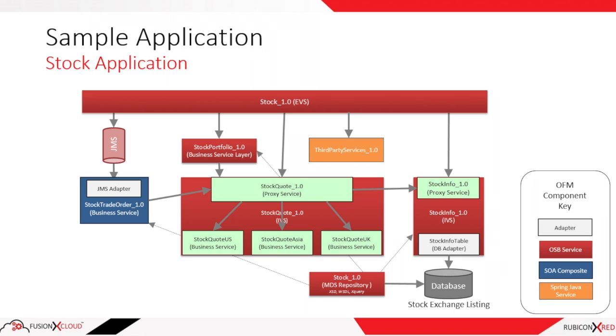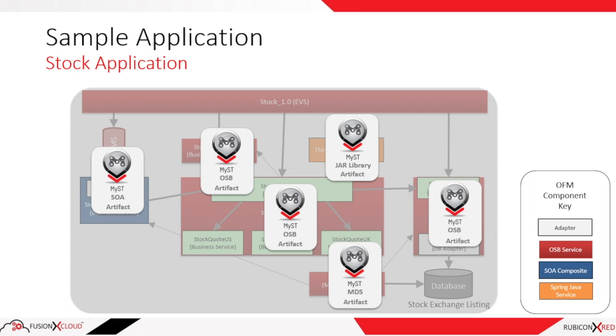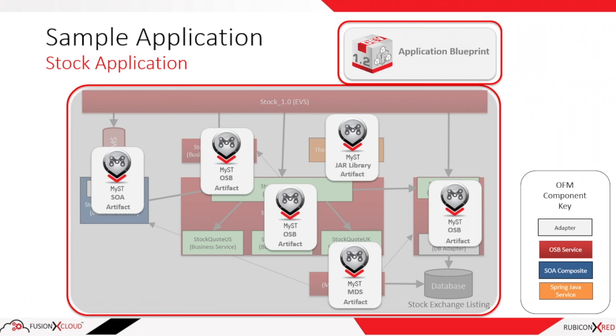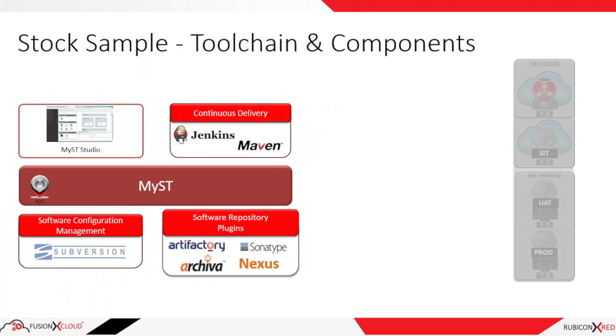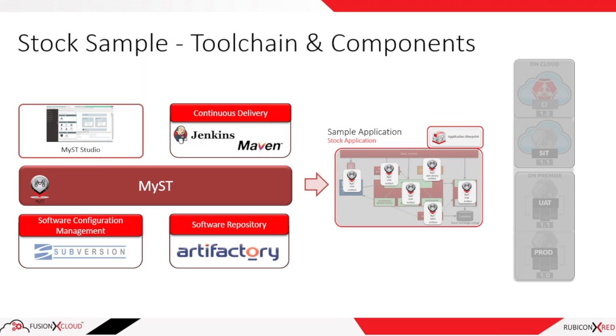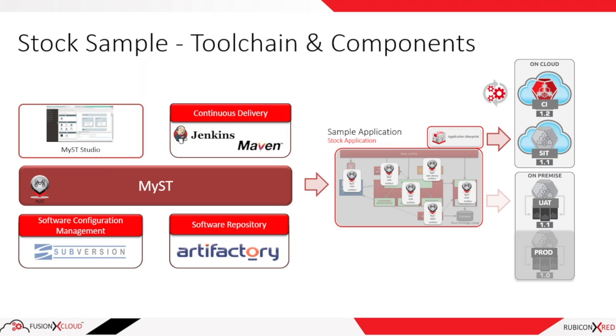The stock sample that we'll be using is made up of a number of different Fusion middleware components, including a SOA composite, third-party Spring services, MDS and OSB services. These are represented as artifacts in MyST and, as mentioned, are defined within an application blueprint. MyST supports a wide range of plugins for source code management, continuous delivery and software repository servers. We will be utilizing Subversion, Jenkins, and Artifactory respectively. Once the stock application has been built, we will deploy automatically to our CI environment and then promote manually through our SIT, UAT, and prod environments.